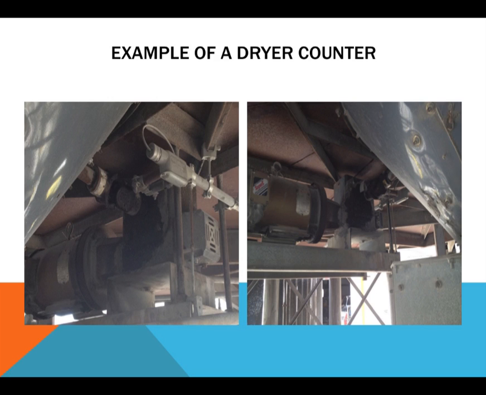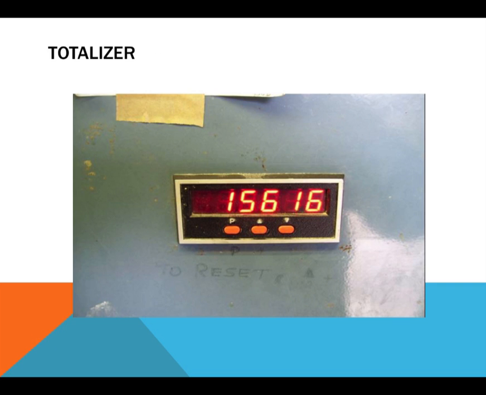Here's an example of a dryer counter. It was on an old Zimmerman dryer, a good dryer. Here you can see the gearbox, the shaft going into it, and there's a little shoe that's going by a proximity sensor. It's just picking up a count. And that count would be sent to a totalizer.